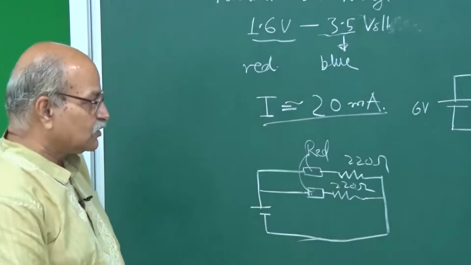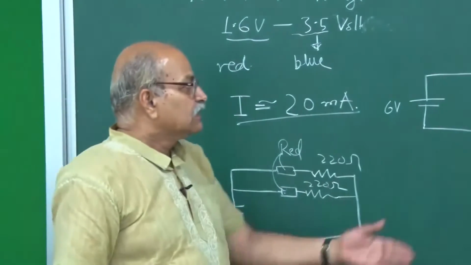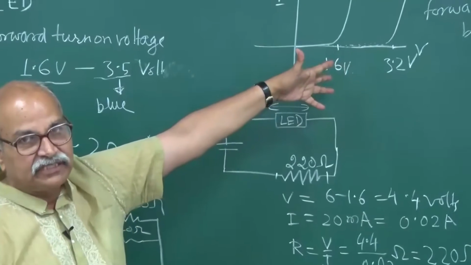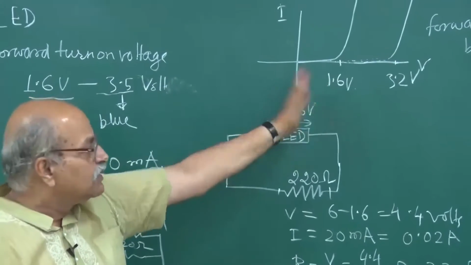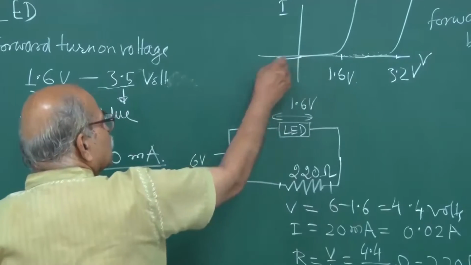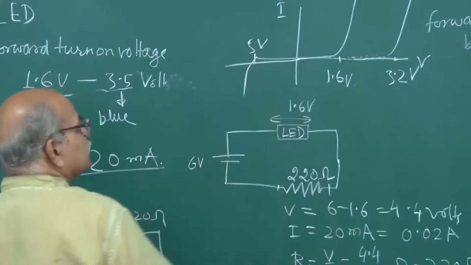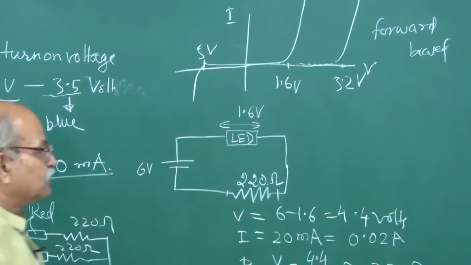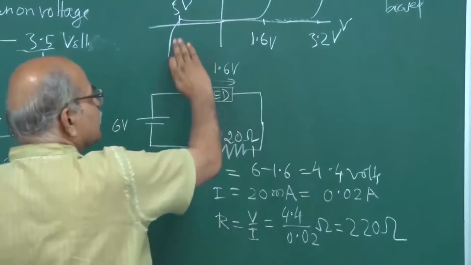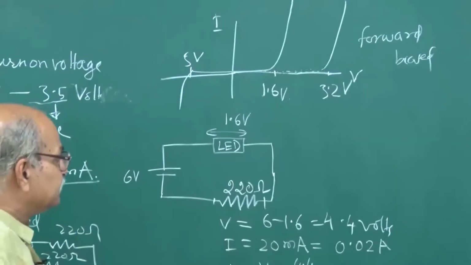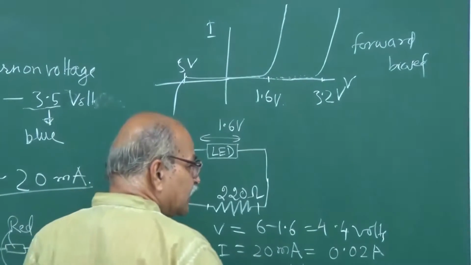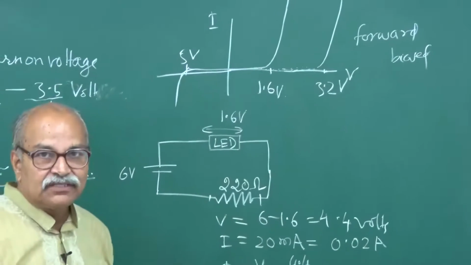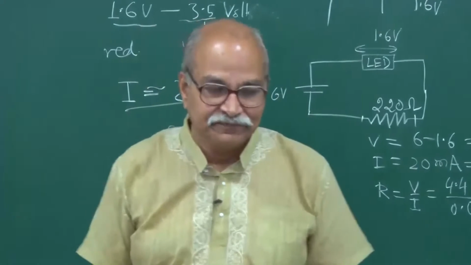In reverse bias also, typically the breakdown voltage for LEDs is not large, around say 5 volts or so. So in reverse bias you should not apply more than 5 volts, otherwise it can be damaged. You have to take care that your voltage does not exceed this, because even if there is very small current, if you reach this point, then a large current can happen. Okay, so these things are to be taken care of.